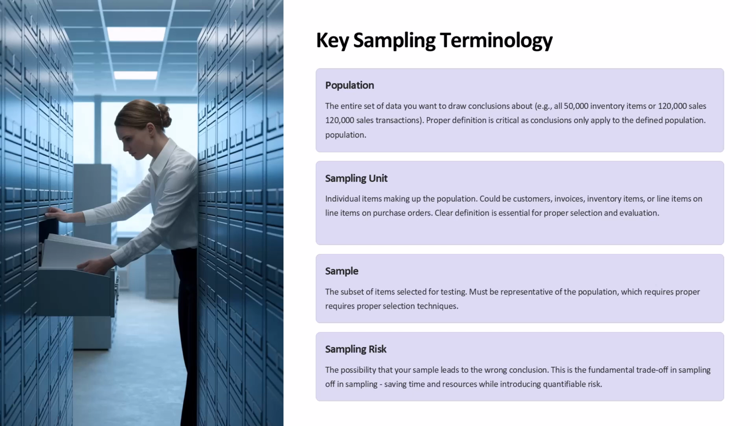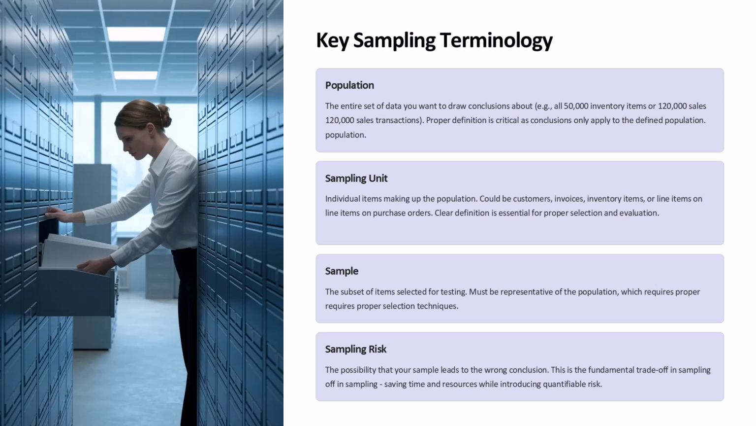The sampling unit refers to the individual items making up the population. Depending on the test objective, your sampling unit might be individual customers, specific invoices, inventory items, or even individual line items on purchase orders. Clearly defining your sampling unit is essential for proper selection and evaluation. A sample is the subset of items you're actually going to test, those lucky few that get selected for your detailed scrutiny. The key is that these items must be representative of the population, which requires proper selection techniques.